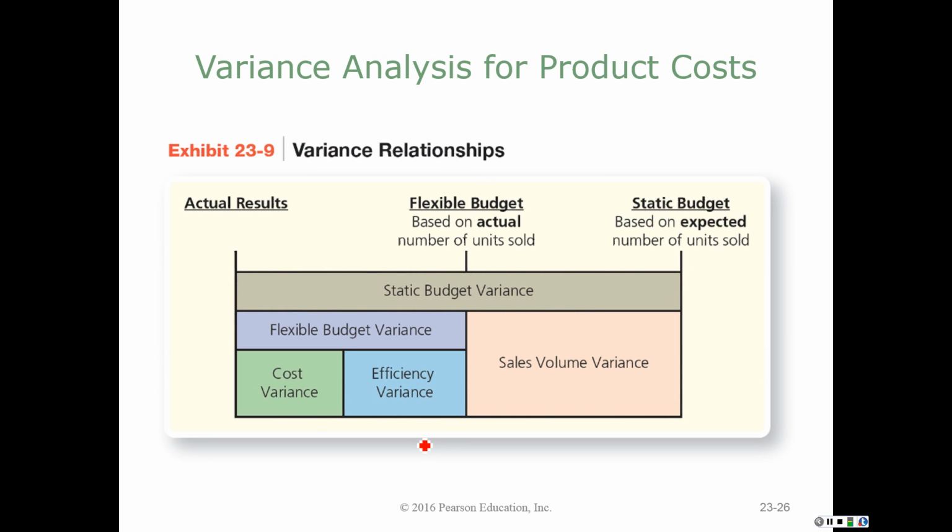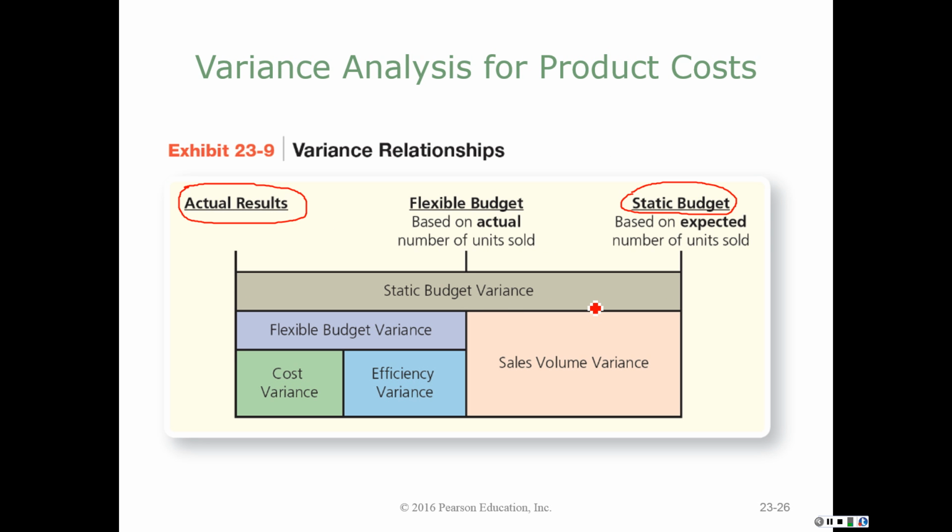So we can see this illustration one more time pictorially here. Remember, we have our actual results. Let's say that these actual results are from manufacturing 55,000 smart tablets. But what if my budget, my static budget, was based on 50,000? Then we've got this big difference between actual for 55 and static for 50. So we've got this large static budget variance, and we need to know what that is.